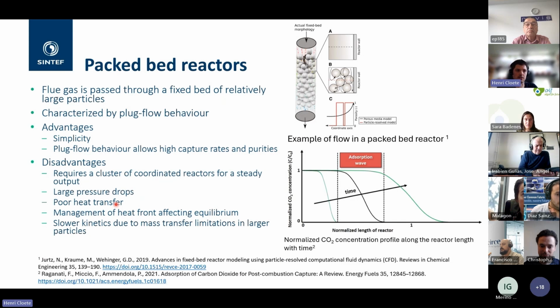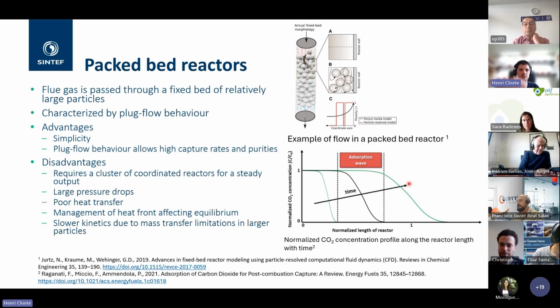The one is to use a packed bed reactor, where, as in the figure here, you just have a bed of particles stacked on top of each other, and the gas flows between the particles. An important characteristic is the plug flow behavior in this reactor. Over time, you have this front of your CO2 concentration moving through the reactor. The advantage is that you can time it so that you stop the process just before your CO2 starts breaking through the reactor, and you can get quite high capture efficiencies with this kind of process. It also uses quite simple packed beds, so it's relatively simple to operate and scale up.